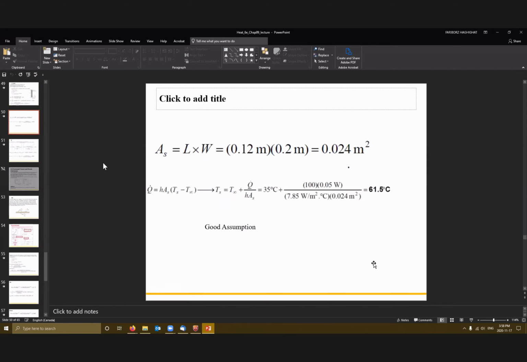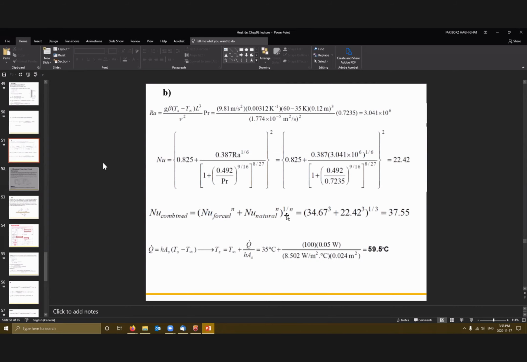Or you can go back and calculate the ratio of the Reynolds number and Grashof number. Do that to see what the assumption is, okay? And since it's a vertical plate and both of them are in the same direction, we add them up, and for a vertical plate, n is equal to 3. We put it in here and find the combined heat transfer. Okay. And now we can see here.